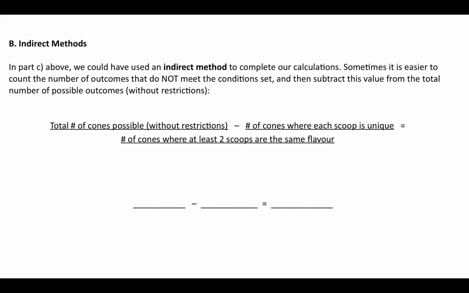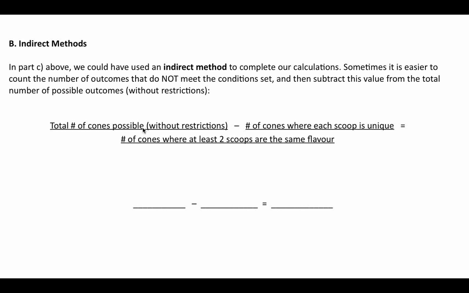Then in part C, we said, hey, at least 2 have to be the same. So really, all we were saying, if at least 2 have to be the same, 2 the same, 3 the same, the only thing that we don't want is for them each to be unique. So we introduce what's called the indirect method. And sometimes it's easier to count the number of outcomes that we don't want and then subtract it from the whole.